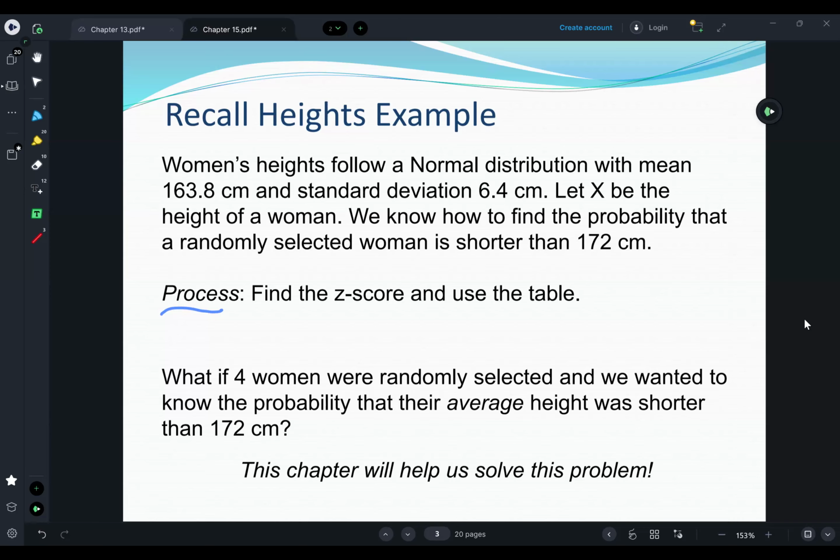What if 4 were selected and we wanted to know the probability that the 4 women's average height was shorter than 172? This chapter will help us solve that question. It gives us the tools we need to solve questions like this, okay? So not selecting just one person from the population, but a group, a sample, right? And seeing if the average of the sample is greater than or shorter than 172. So we're going to come back to this question once we figure out how to use it, okay?